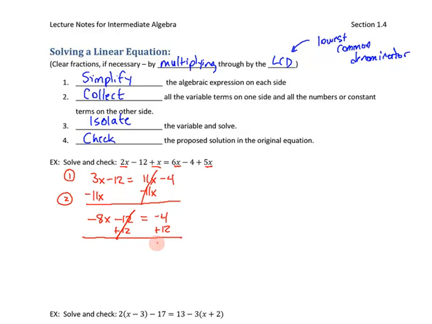Okay, over here they subtract out. That negative 12 plus 12 is 0. So I have negative 8x equals negative 4 plus 12, which is positive 8. Now I have finished step 2 by collecting all the variables on one side and all the numbers on the other.